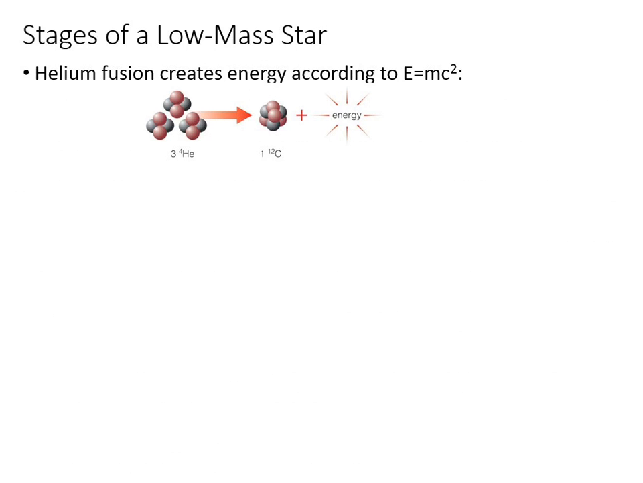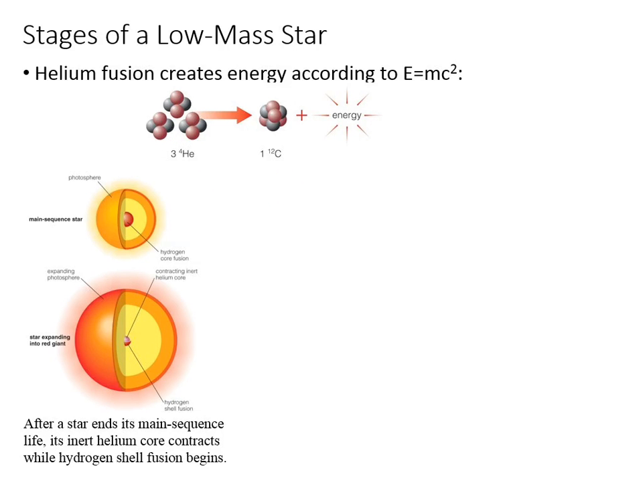Okay, so kind of recapping. Now this is a different fusion than it's doing now. Can you see how this is different? The way you read this is from left to right. Notice the starting material is not hydrogen, the starting material is helium. This is what our sun is going to do after it leaves the main sequence. And it's going to form carbon and release energy.